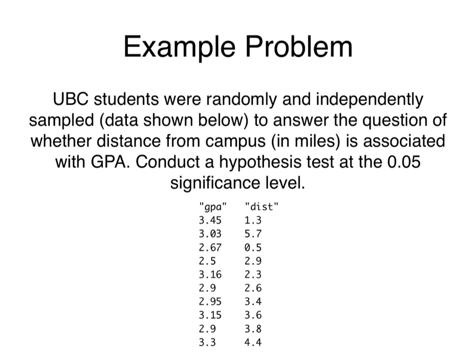So let's try some example problems. UBC students were randomly and independently sampled, with the data shown below, to answer the question of whether distance from campus in miles is associated with GPA. Conduct a hypothesis test at the 0.05 significance level. So the question is if two quantitative variables are associated. It doesn't ask if distance from campus predicts or explains GPA, only if they're associated.